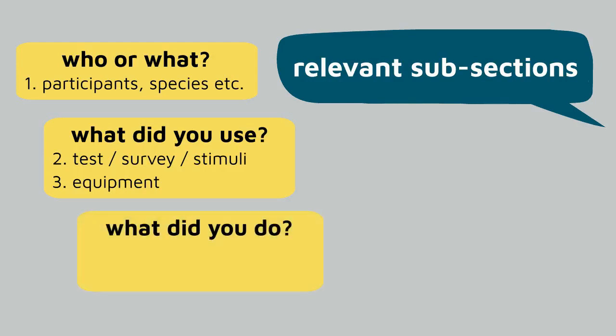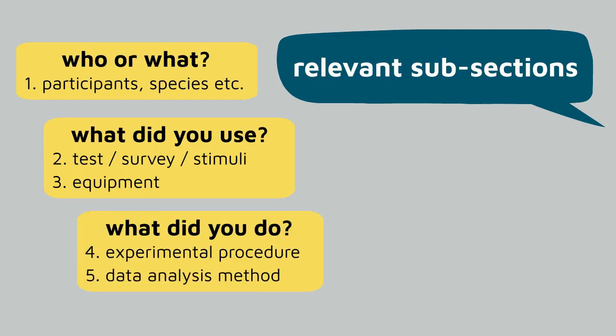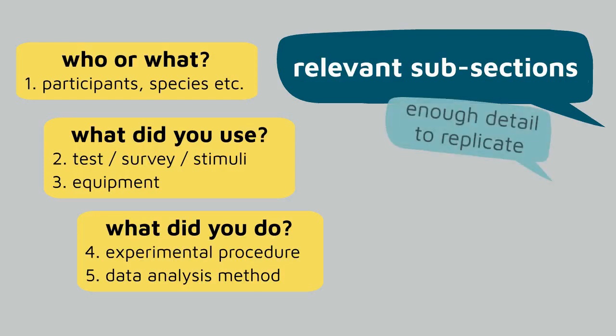Finally, tell us what you did. Describe the steps in your experimental procedure, and also give details of the data analysis methods used. To help readers understand your research, it's really important to give enough detail in the subsection so that somebody could replicate your study. Have a look at papers in your field for examples of what you need to include and how much detail is needed.